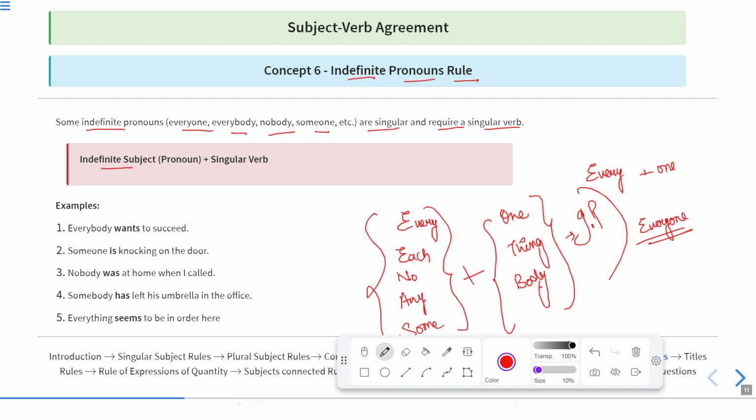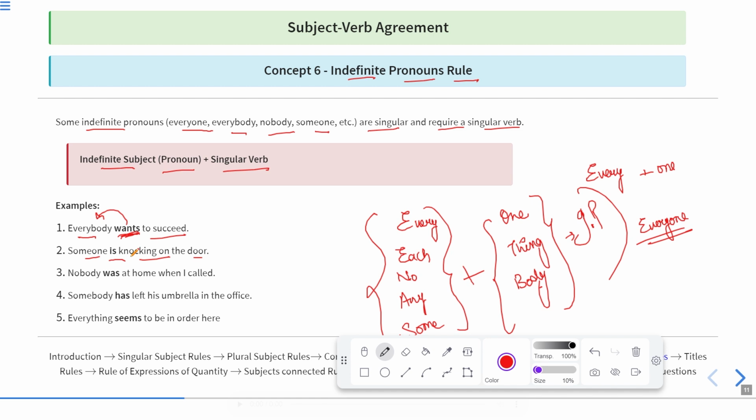Okay. So, indefinite pronoun as subject plus singular verb. So, we always use a singular verb with it. For example, everybody wants to succeed. So, wants is used for everybody, which is singular. Okay, everybody means every individual. Someone is knocking on the door, or knocking at the door. So, someone is singular, an indefinite pronoun. So, we have used is with it.